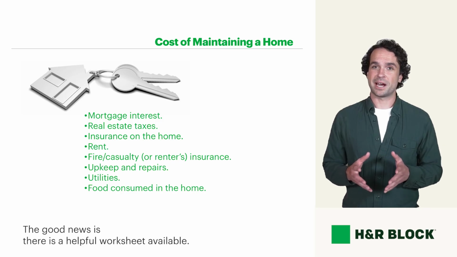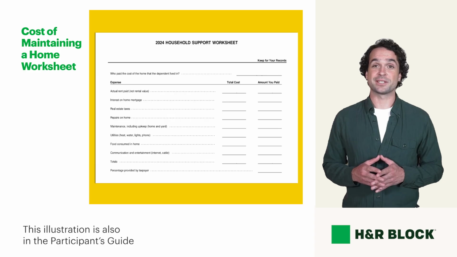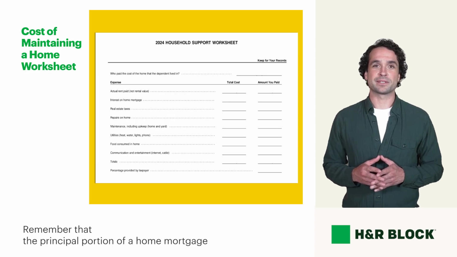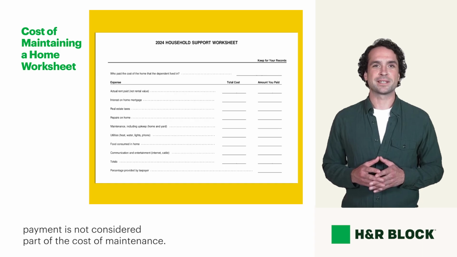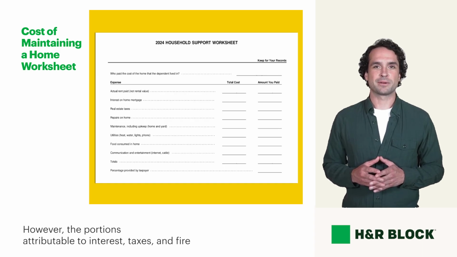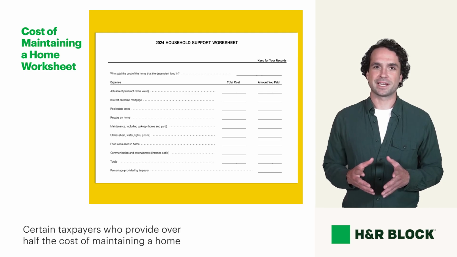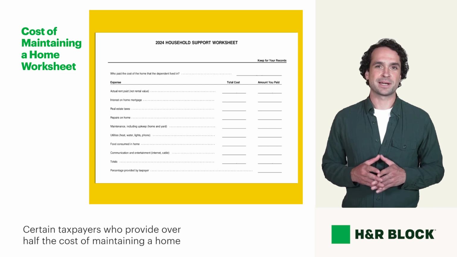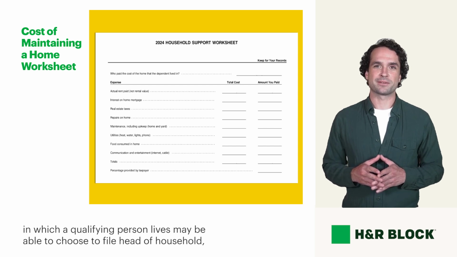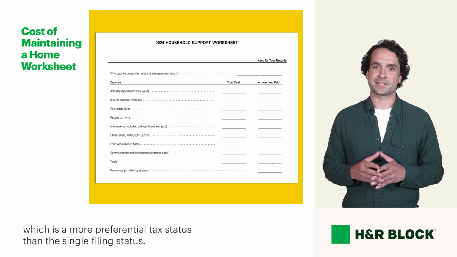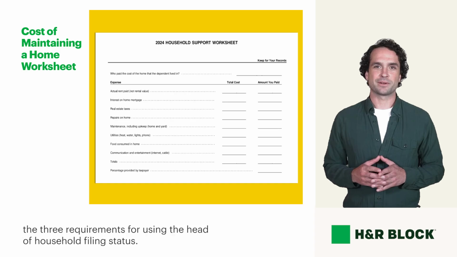The good news is there is a helpful worksheet available. This illustration is also in the participant's guide in the cost of maintaining a household section. Remember that the principal portion of a home mortgage payment is not considered part of the cost of maintenance. However, the portions attributable to interest, taxes, and fire and casualty insurance are counted as part of the cost of maintenance. Certain taxpayers who provide over half the cost of maintaining a home in which a qualifying person lives may be able to choose to file head of household, which is a more preferential tax status than the single filing status. We've established the three requirements for using the head of household filing status.